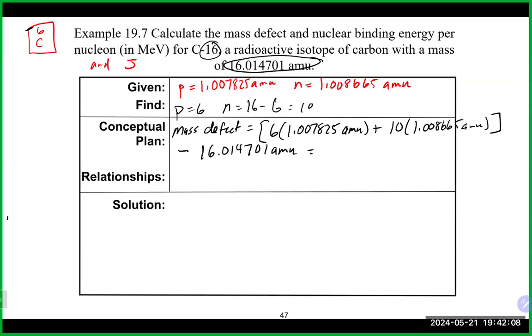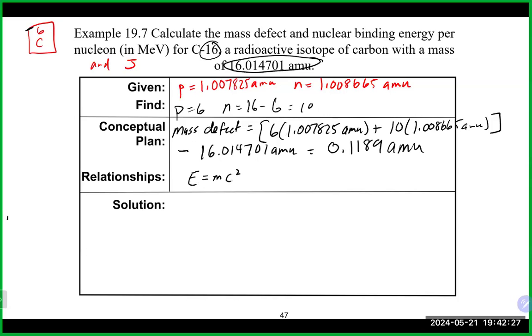And then we're going to subtract 16.014701. It's going to give us a mass defect here of 0.1189, I'll call it. I'll do a little rounding. At this point, again, you do have 2 options. You can definitely go into here.